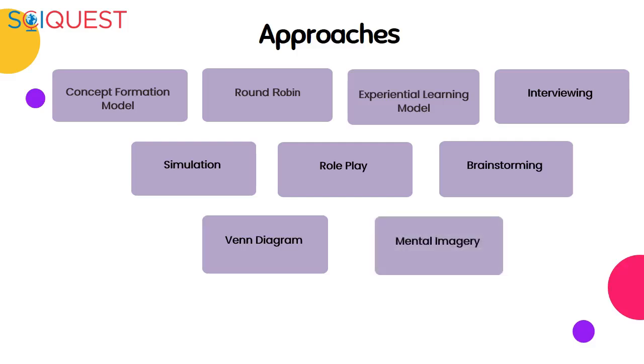Mental imagery. Children here are asked to close their eyes and imagine, that is, create a mental image. Example, the teacher could say, you are in a desert, it is very hot, see the camels around you. Then after some time, the teacher can ask them to open their eyes and describe what they saw.